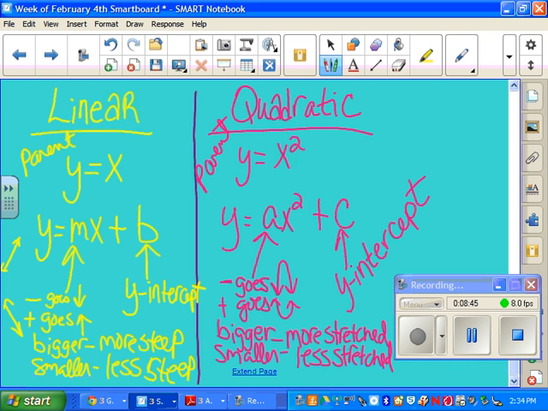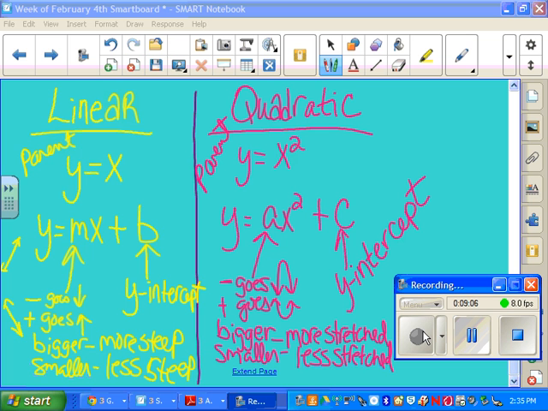Negative, it's a very sad parabola, and it's frowning, so you can remember that. But if it's positive, it's very happy, so it's a happy parabola. And if the A was a bigger number, it becomes more stretched across your graph, and if it was smaller, it becomes less stretched.